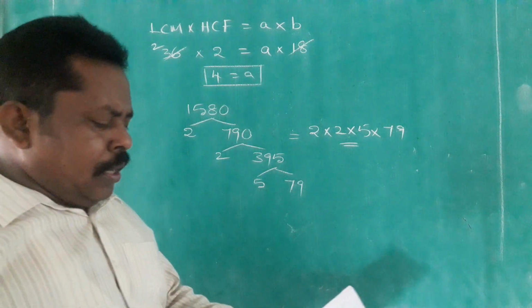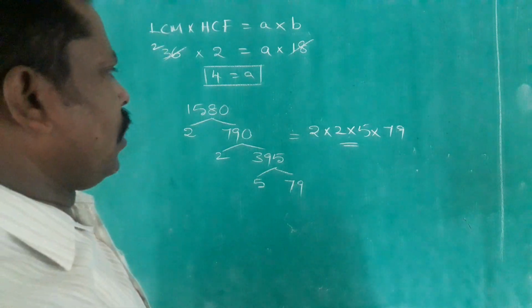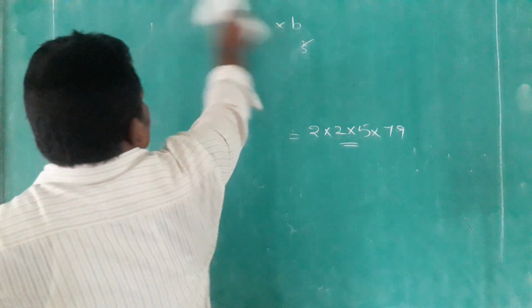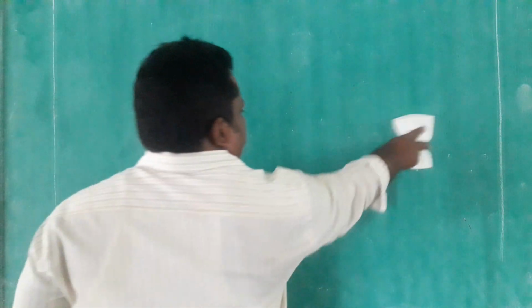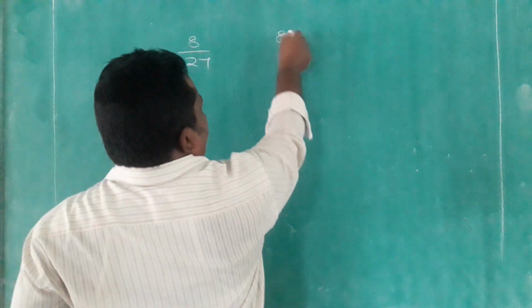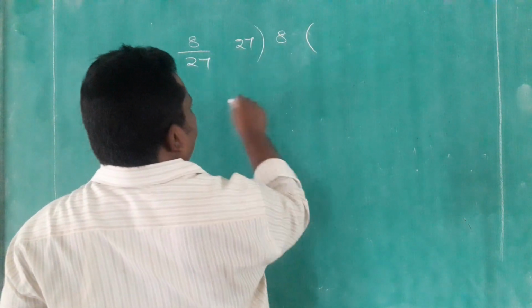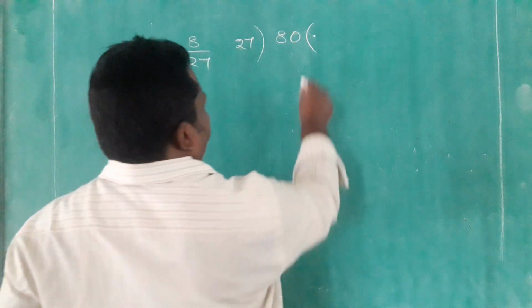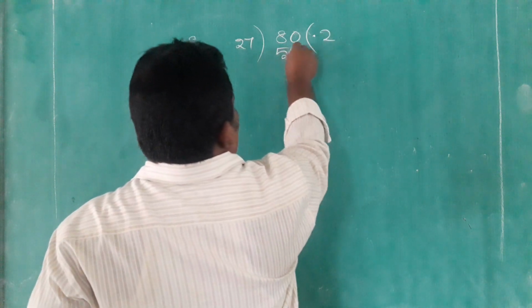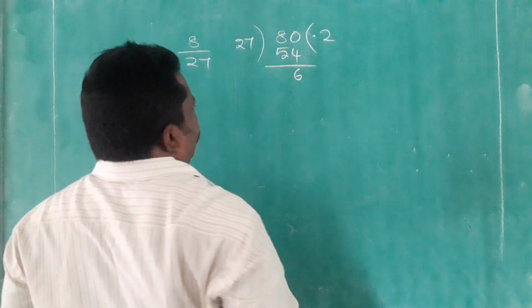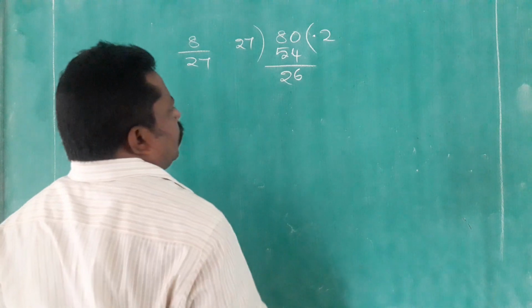Now, third question: decimal representation of the rational number 8 by 27. See here, decimal representation. 8 divided by 27. Okay, keep the point and 0. Okay, 27 how many times? I think 2 times. 54. Okay, now what is that? 80 minus 54, 26. Okay, now 7 minus 5, 2.